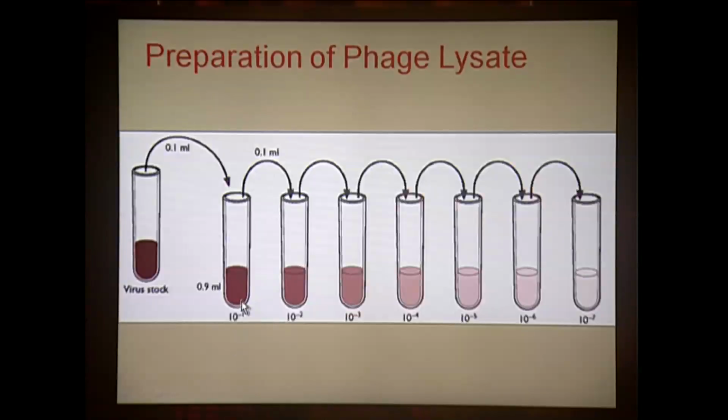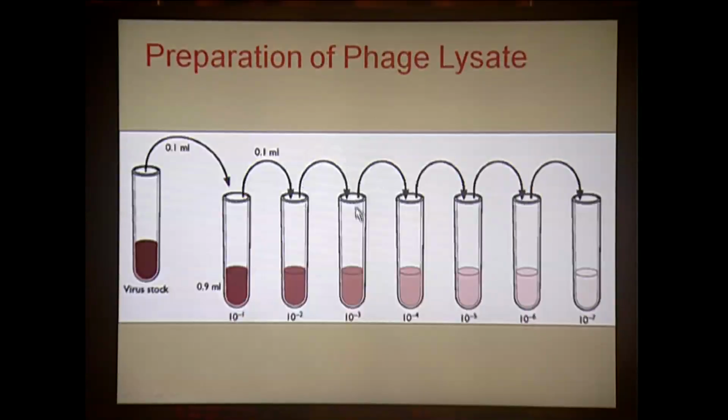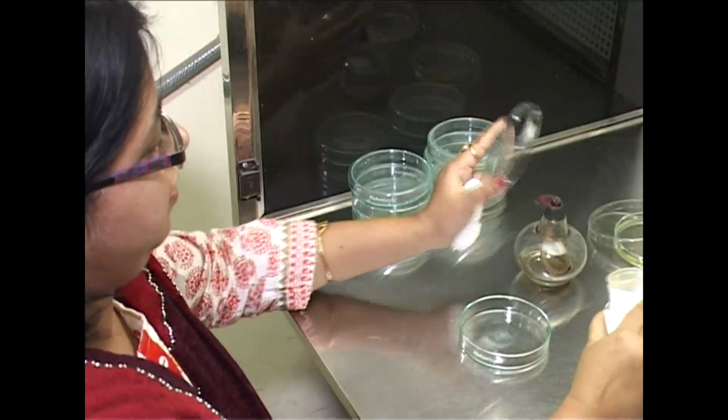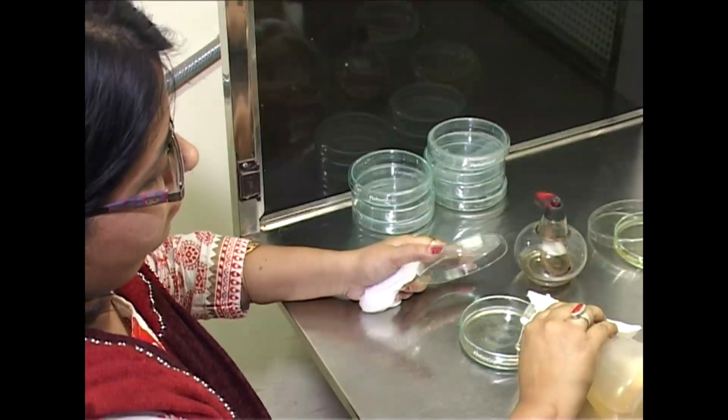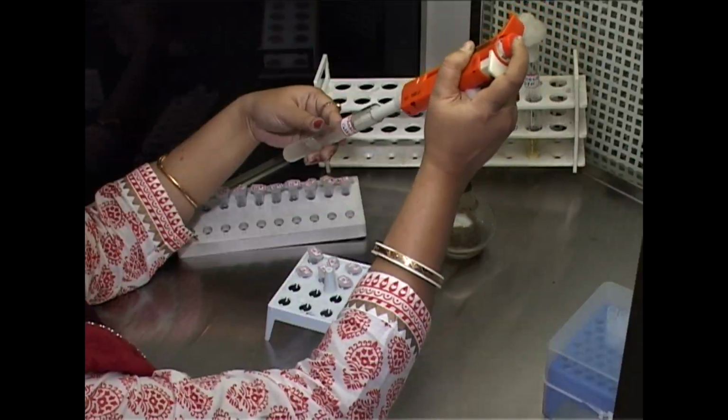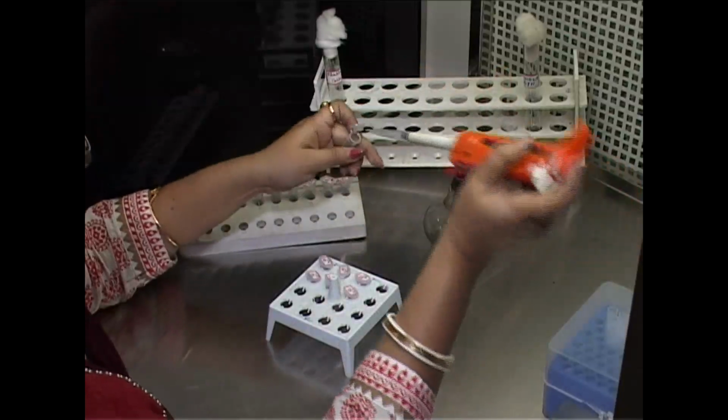Then from this 10 to the minus 1 dilution, we again take out 100 microliter and add it to the second tube. Again we mix properly, and the dilution becomes 10 to the minus 2. Again from the 10 to the minus 2 dilution, we add 100 microliter to the third tube and the dilution becomes 10 to the minus 3. This way we continue diluting the phage till the dilution becomes 10 to the power minus 10. In the meantime, we will prepare 10 tryptone hard agar plates and 10 sterile tubes labeled from 10 to the minus 1 to minus 10.